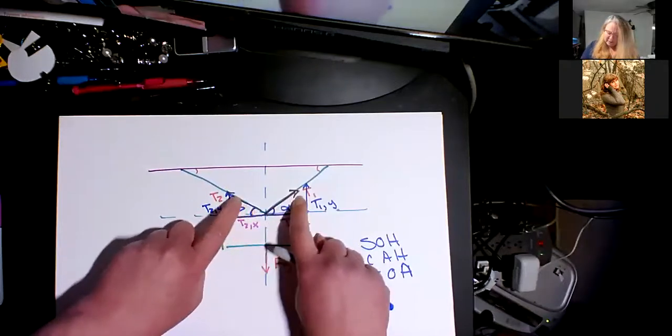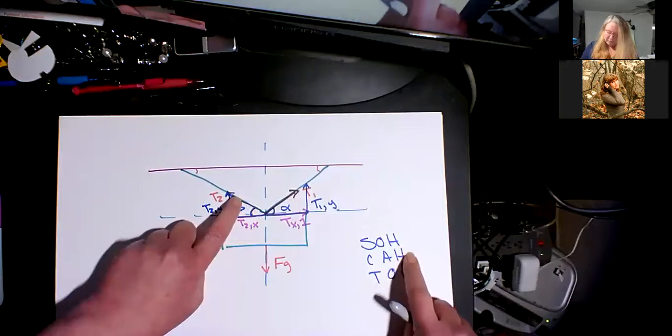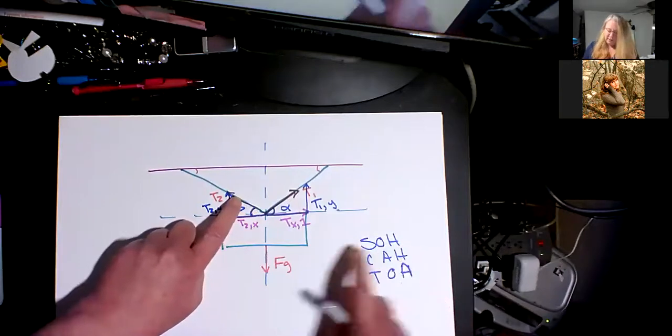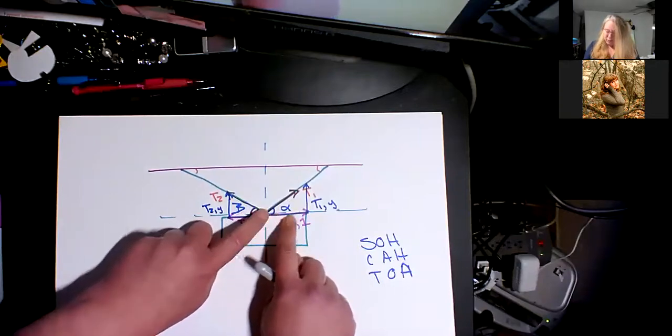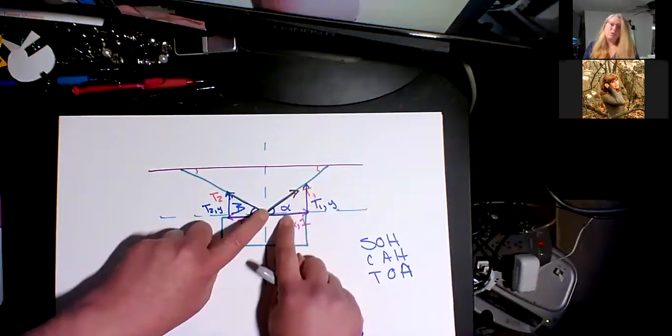So this is the H for the hypotenuse for both sine and cosine. And so wherever the angle is that I have, I can use that angle to decide which one is my adjacent piece and which one is my opposite piece.